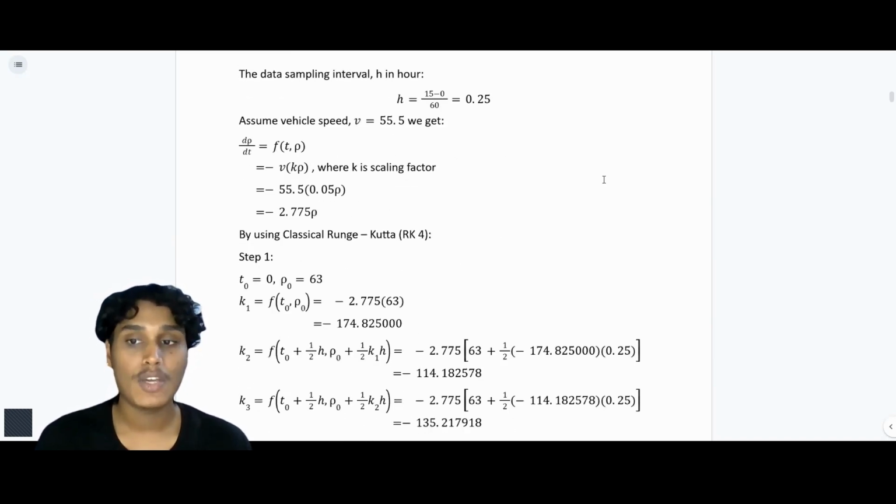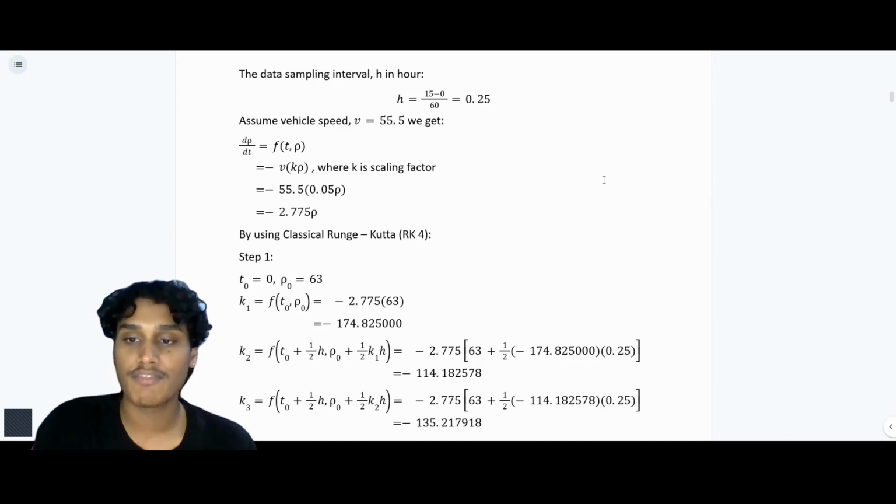As we know, dp/dt equals f(t,p), and f(t,p) equals negative v times kp. The value of v is 55.5 and the scaling factor k was assumed to be 0.05 to get dp/dt equals negative 2.775p.